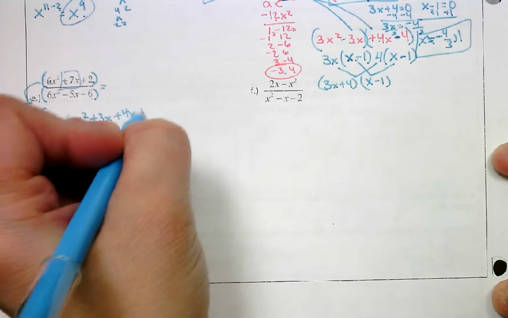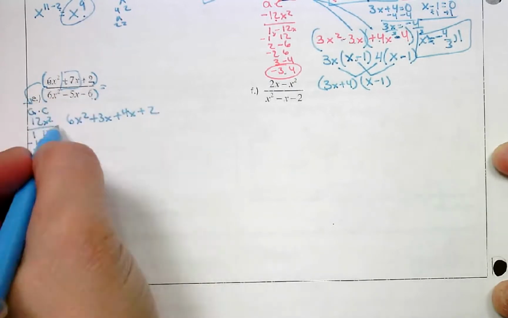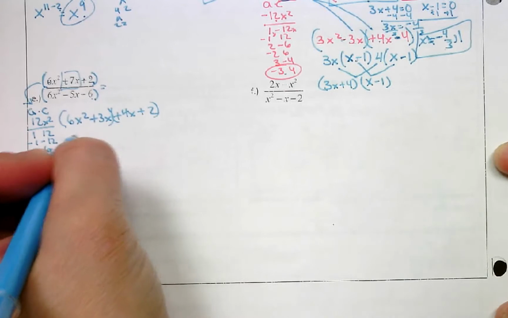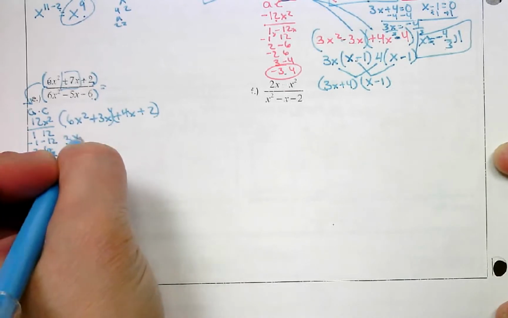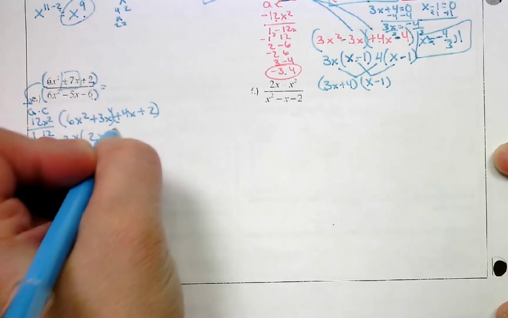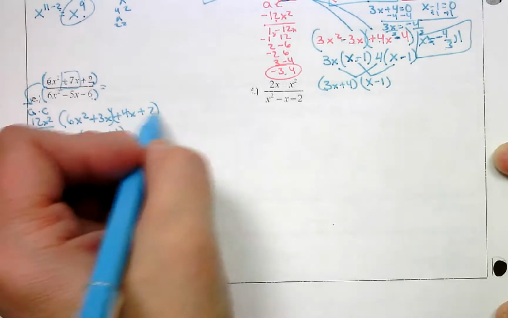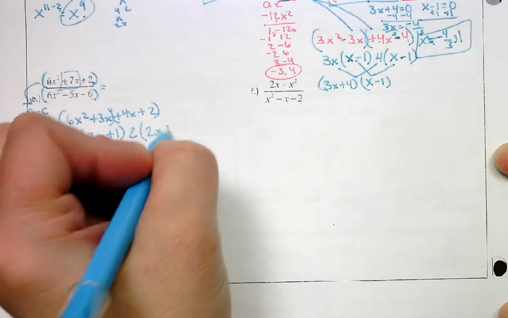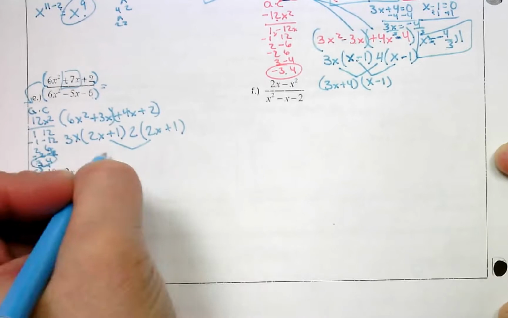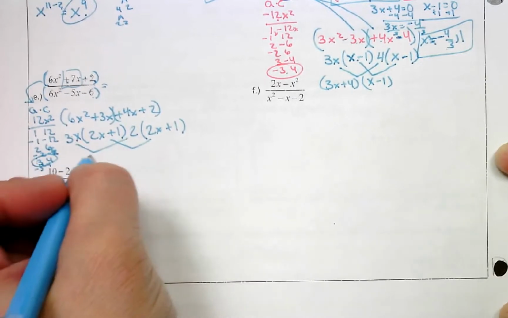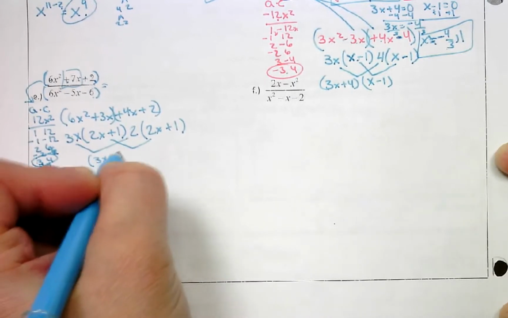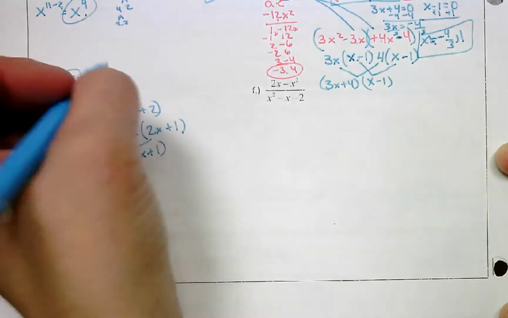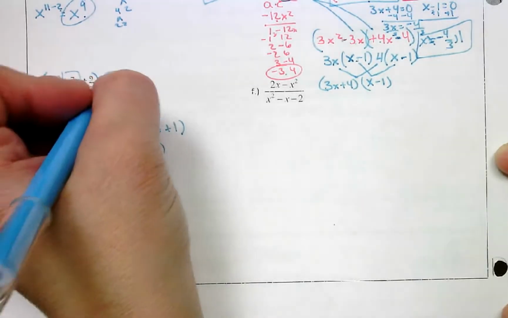I'm going to do my factor by grouping. Here, this has an x in common and a 3. It's going to be 2x plus 1. Here, this has a 2 in common, so that's going to be 2x plus 1. These match, I know I'm good. And there's my other pair: 3x plus 2 and 2x plus 1. So I'm going to write those on the top, 3x plus 2 and 2x plus 1.